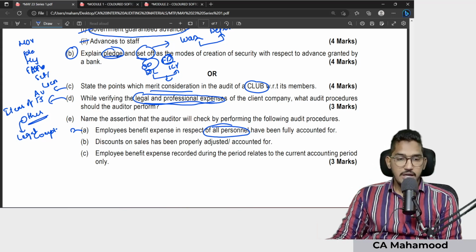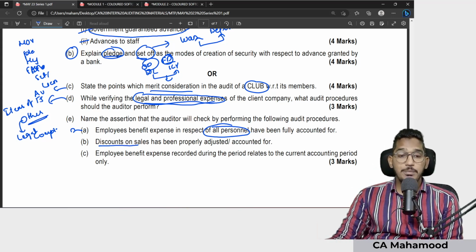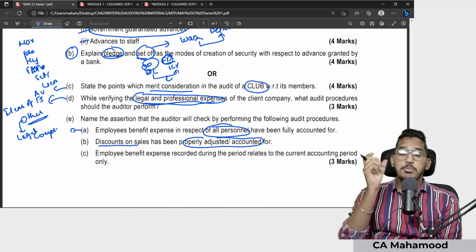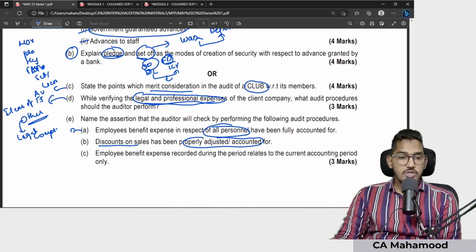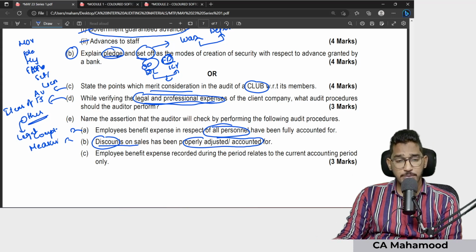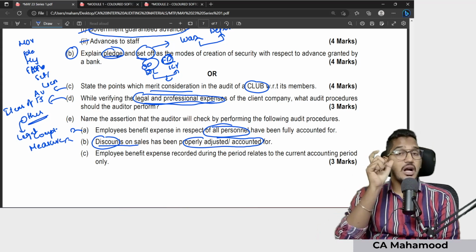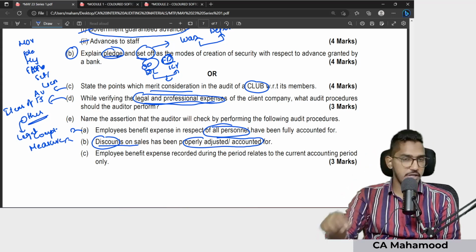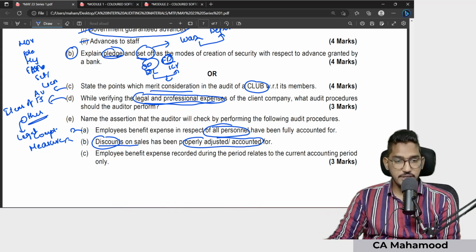Next one. Discount on sales has been properly adjusted. So whatever discount on sales there is, whether it is properly calculated or not. Discount is a P&L item and we are supposed to check the calculation. So here we will be checking measurement. Measurement means whether P&L items are accounted at correct figures or not. So we are checking the measurement assertion here.